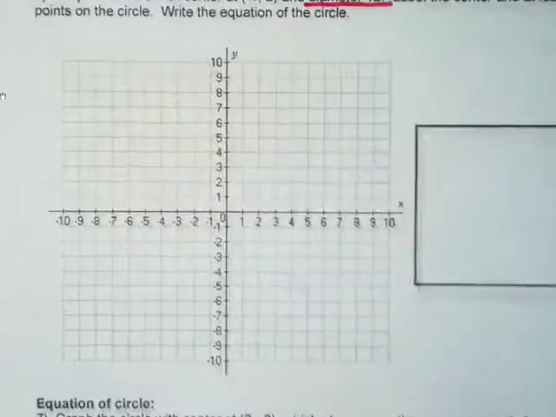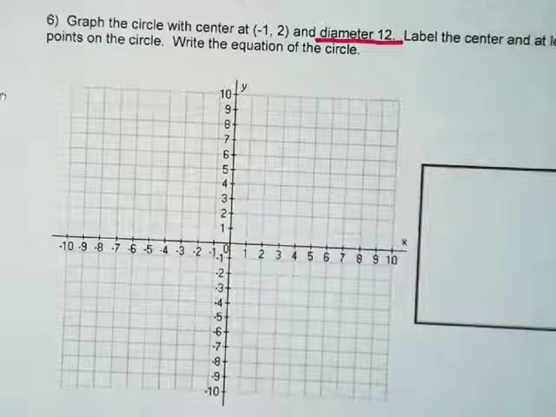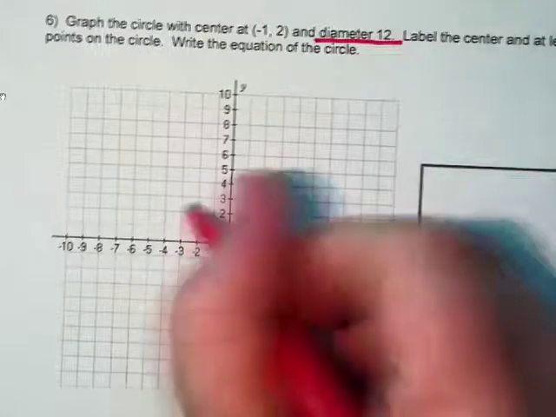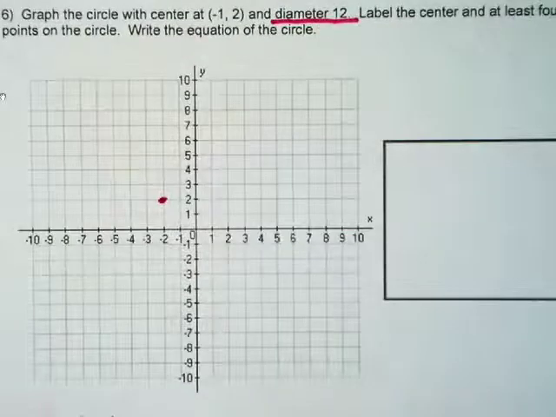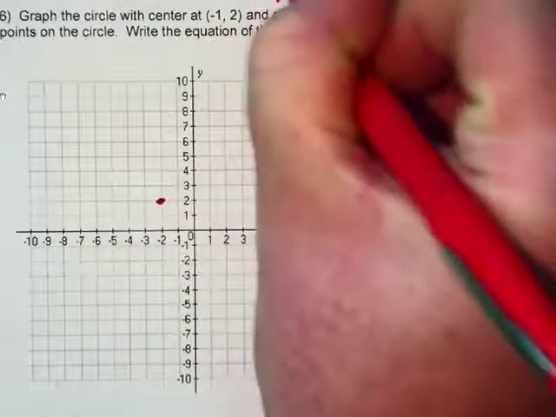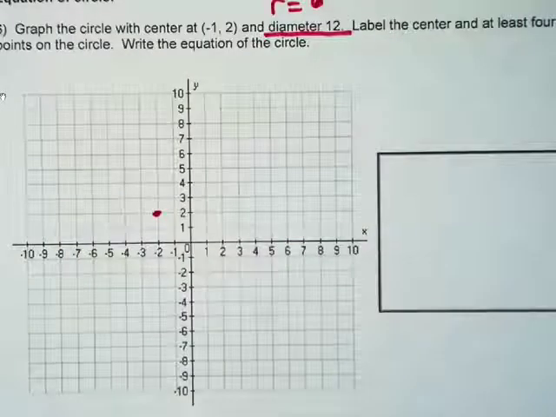So back to the actual question. Graph the circle with the center at negative 1, 2. Okay, so that's going to be your center. And a diameter of 12, what would that make the radius? The radius would equal 6, half of the diameter. Label 4 points and write the equation. Okay, so hopefully the way I did it helped a little bit.